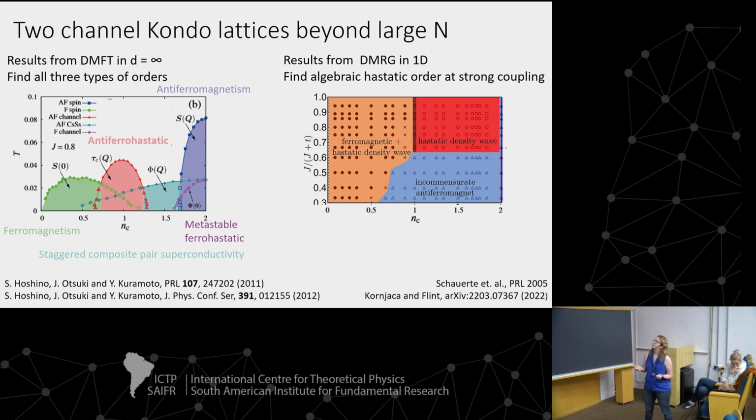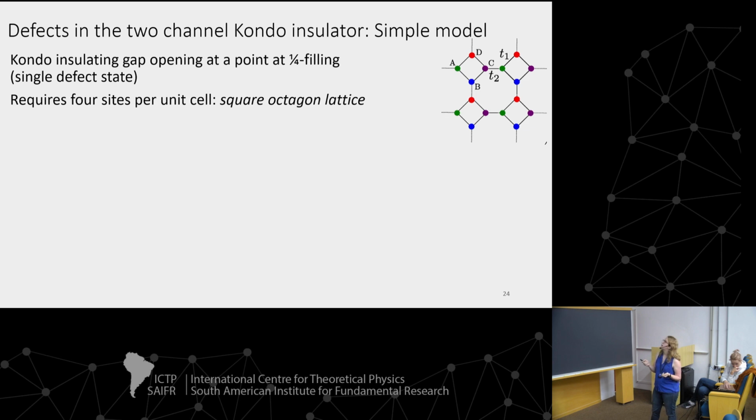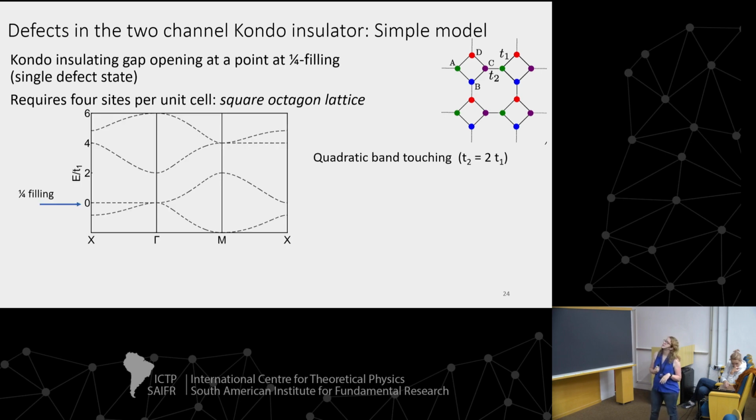Now that you might believe that it might exist, we want to look at defects in this. So we're going to do a really simple model. I want to look at the Kondo insulator, so I want to look at quarter filling. To make my life easiest, I'm just going to open up a Kondo gap at a single point. So I'm going to look at a lattice that has 4 sites per unit cell. All of this is totally general, but this is just the simplest lattice where you can see this physics. Here is what your conduction electron bands look like, and at quarter filling, you have a quadratic band touching at the gamma point.